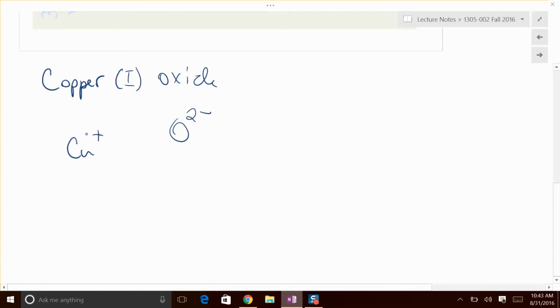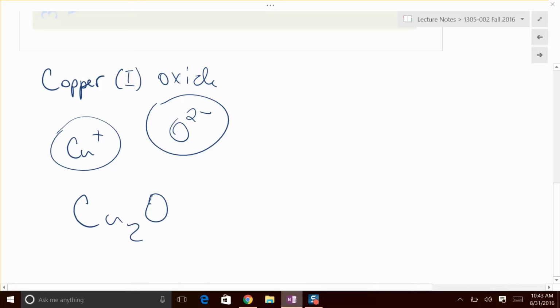What does that 1 represent? Well, what you guys want it to represent is this: just 1 copper. You want it to represent 1 copper in the formula. That's wrong. It doesn't represent that you have 1 copper in the formula. What does it represent? It represents the charge of the copper. Copper plus. What's the formula? How many coppers do I need to balance the 2 negative charges on the oxygen? Cu2O. That is the formula for copper 1 oxide. Okay? You have to be careful.